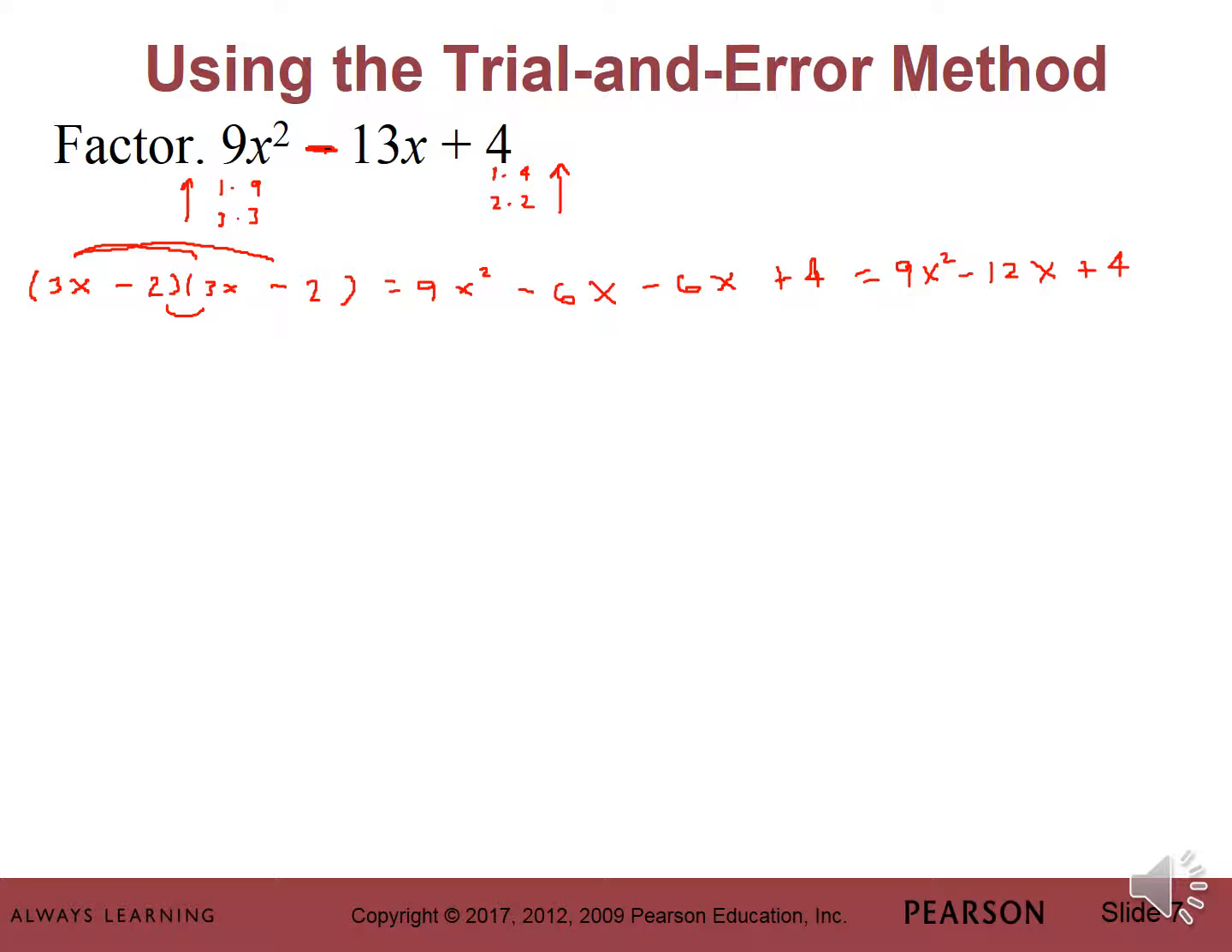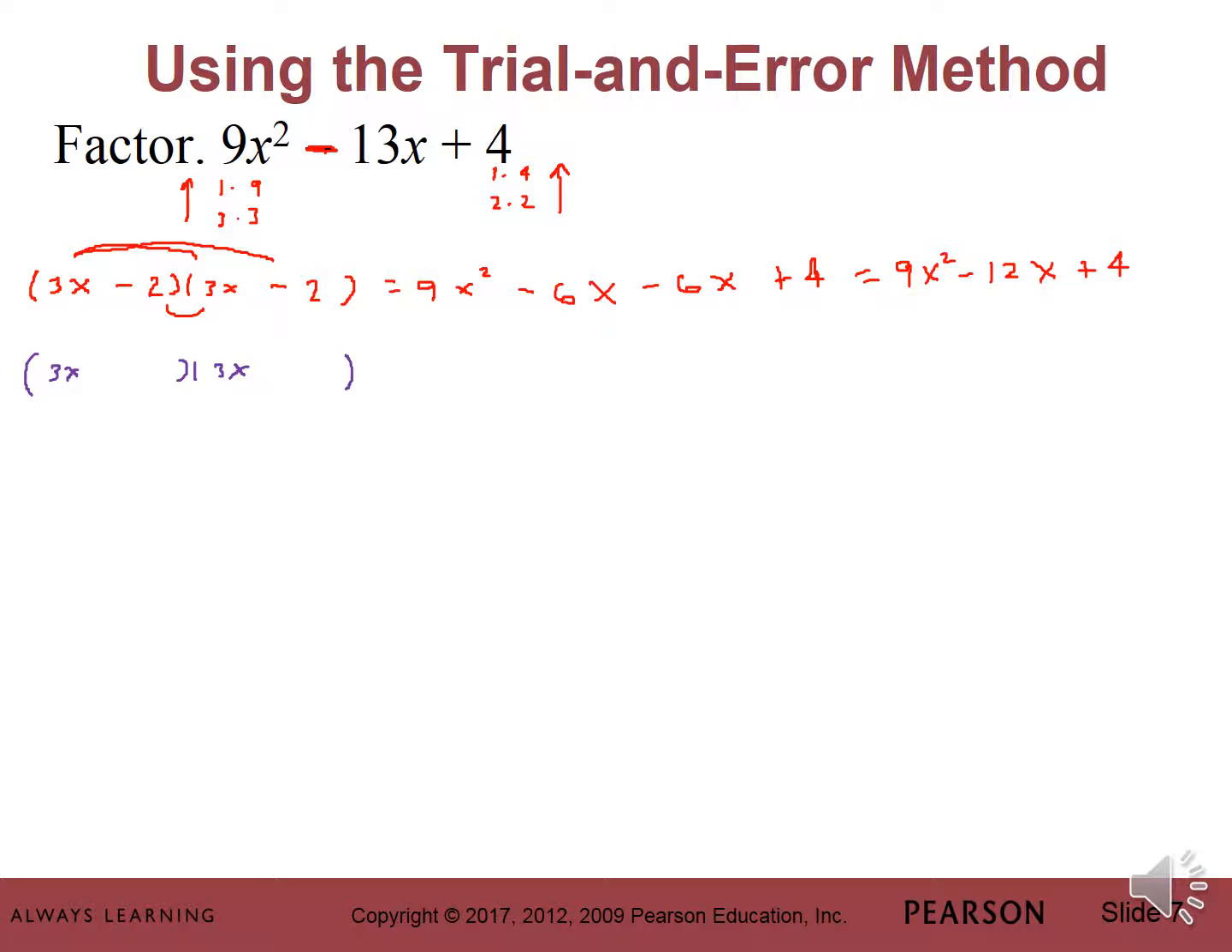Well, we could try 3x and a 3x again, and maybe try the 1 and the 4, and who knows, maybe that would give us the right factorization.